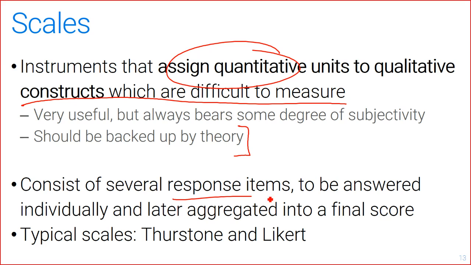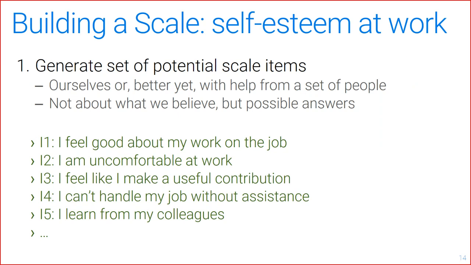So several questions to be answered individually, and then we come up with a final score from those questions. And we're going to cover two, Thurston and Likert scales. So how do we build one? Let's say that we want to build a scale for people to report self-esteem at work. So what is their self-esteem at their job?